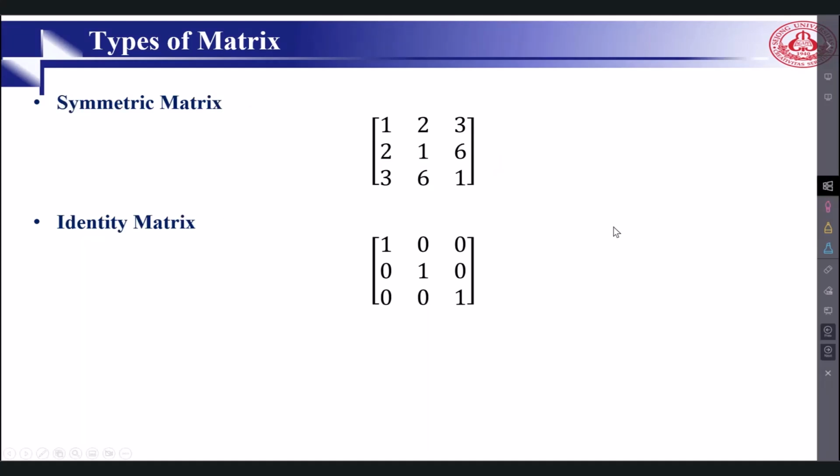We call this matrix symmetric because it's equal to its transpose, right? It means A equals A transpose. So if you flip rows and columns, the result is the same. And the identity matrix, I already told you, is the one where the main diagonal is 1.